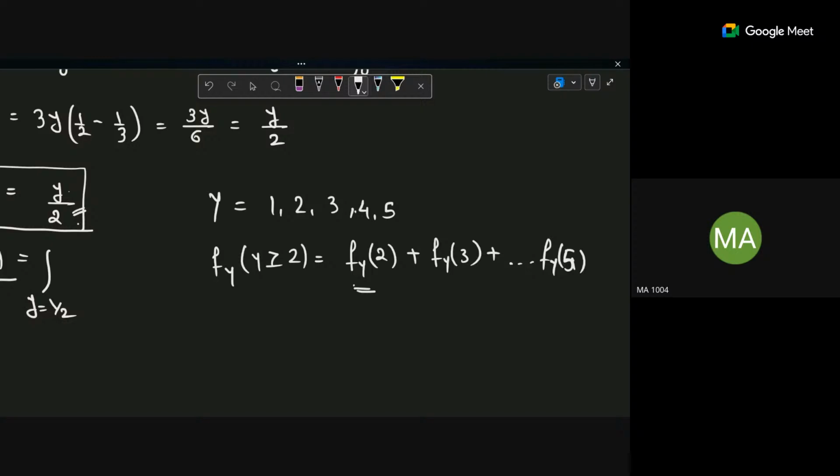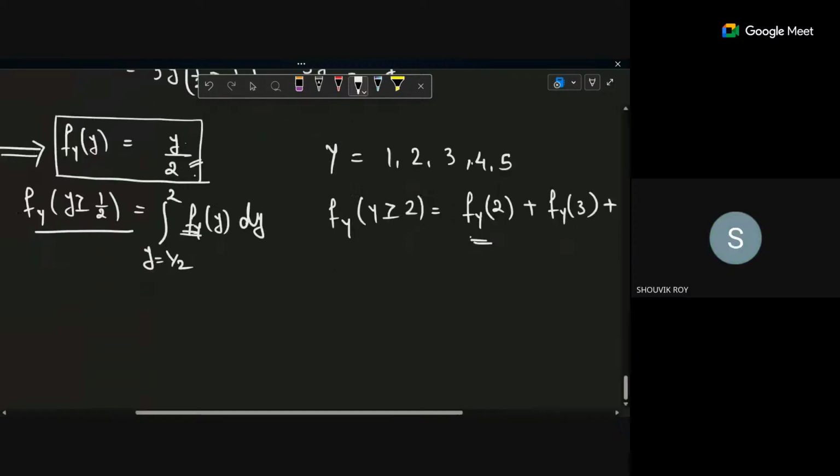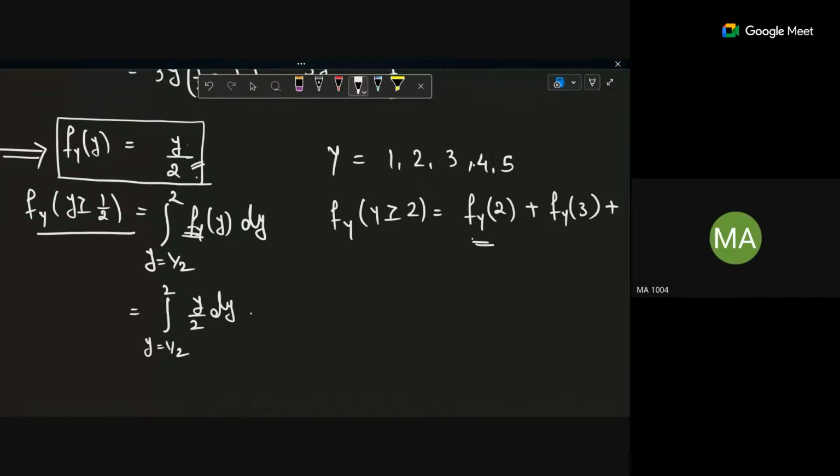So what should I do when it comes to integration? I have to integrate over y, but what will be my integrand here? Y by 2. Yeah, fy of y. If I want to be precise, I will say fy of y dy, right? Dy, yes, yes. Okay, ma'am, so it will be the integral from 1 by 2 to 2 of y by 2 dy. Okay, I got it. Fine.